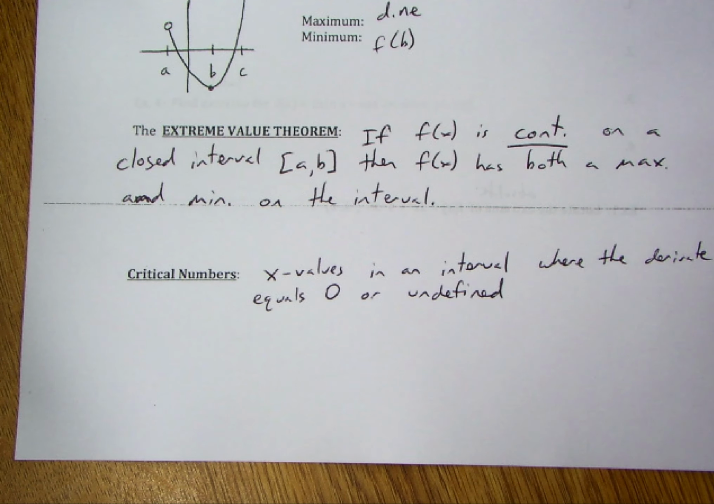Really, it's finding any weirdness on your function, any horizontal tangents, any sharp turns, any vertical tangents. These are numbers where anything kind of weird happens on your function. That's what critical numbers are.